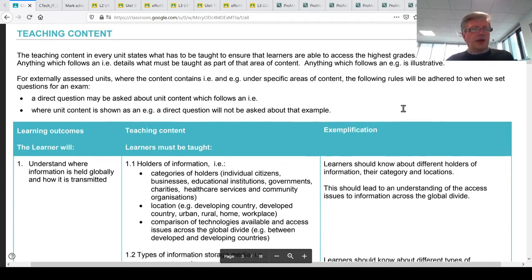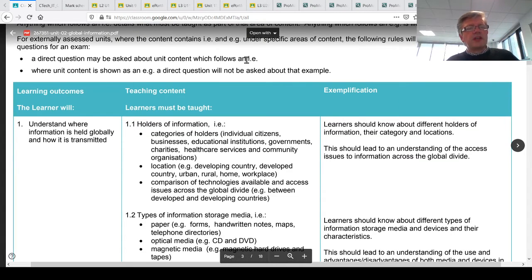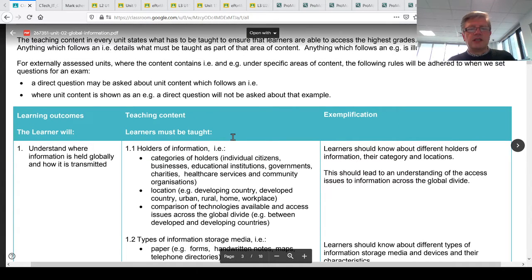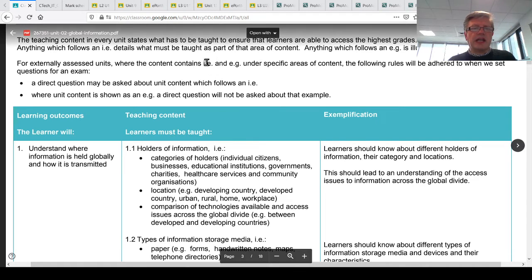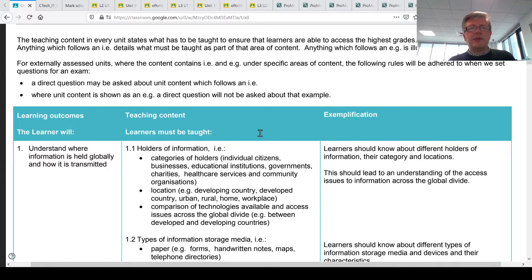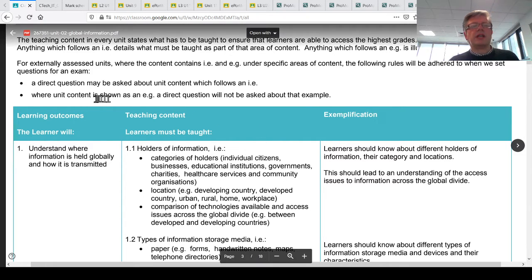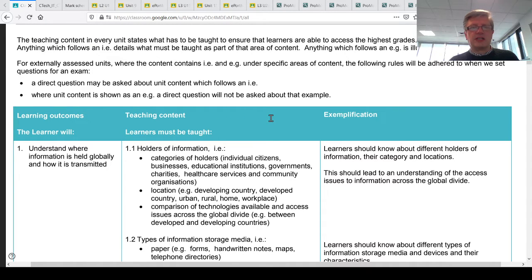This is worth bearing in mind, first of all, that for externally assessed units, this is a 90-minute exam, where content contains i.e., like here, for example, it may be the case that the exam board will ask you a direct question about these topics. Where the unit content is shown as an e.g. or an example, you won't generally get asked a direct question about that. It's just an example to kind of get your mind thinking in the right direction.